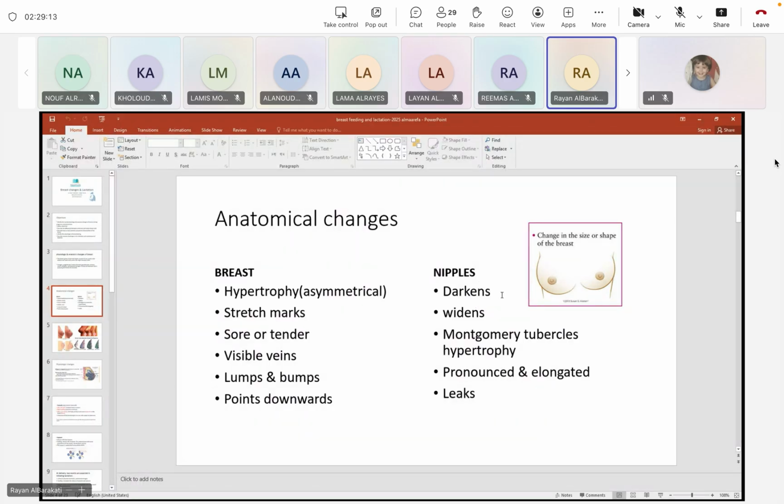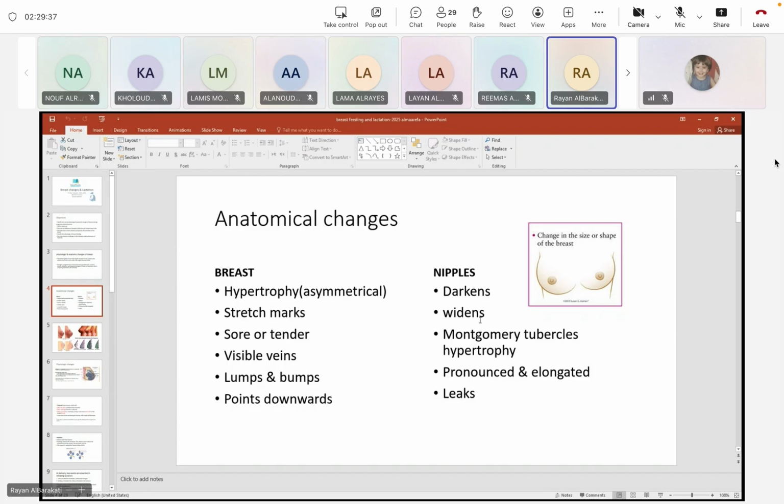The nipples will change and darken in color. They will widen, and especially the areola will be widened. Also, the Montgomery tubercles will hypertrophy, and the nipple will be pronounced and elongated, and they might leak some milk drops or fluids from the second trimester.